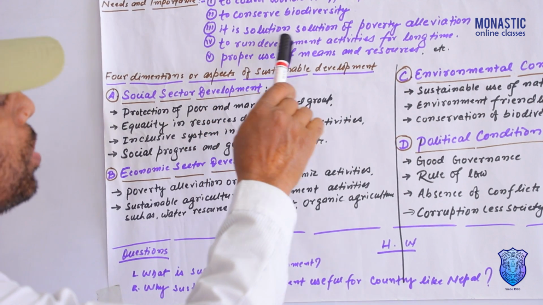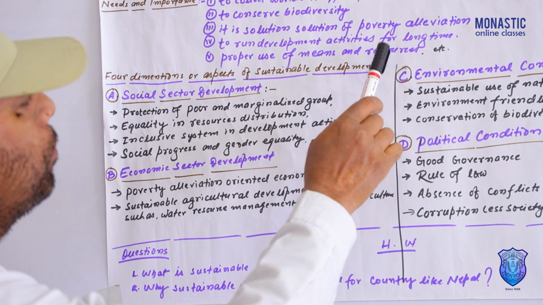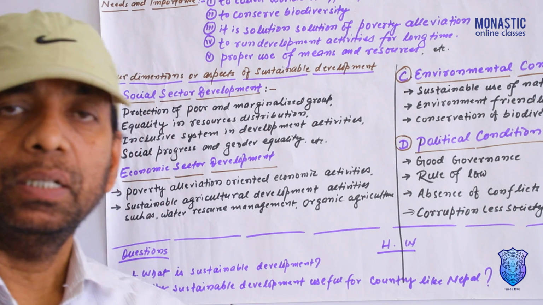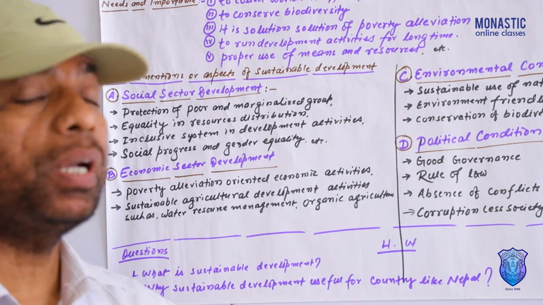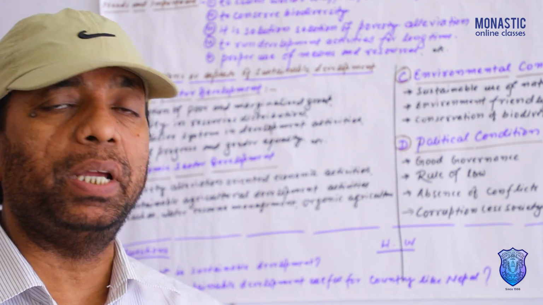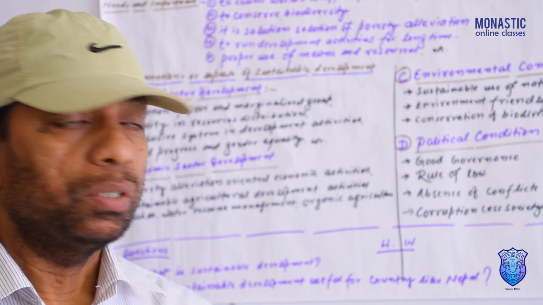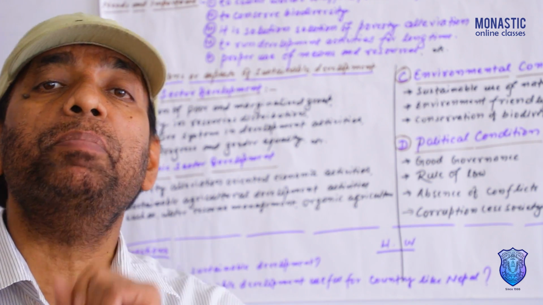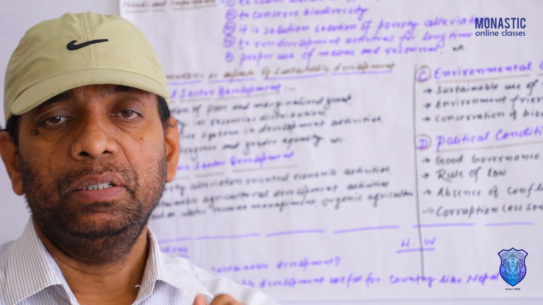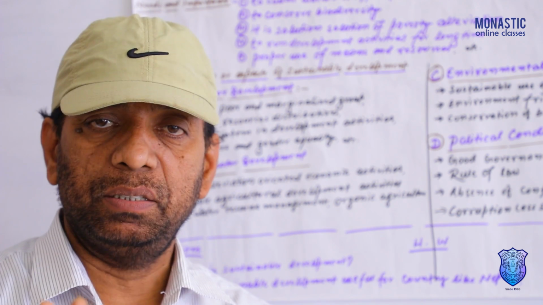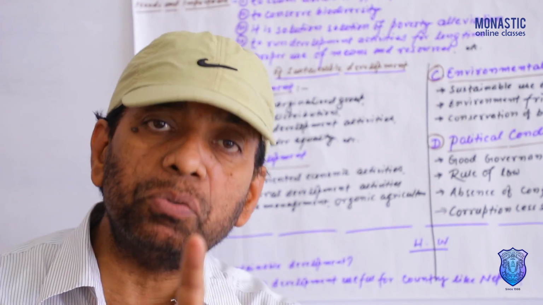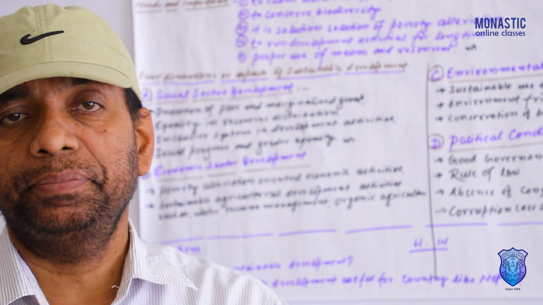It is a solution for poverty alleviation. It is the major solution for poverty alleviation. If various work, bridges, construction, any kinds of work are carried out, they will provide self-employment. And when there is self-employment, poverty will decrease slowly and slowly. And one day, poverty will be completely rooted out from our nation.